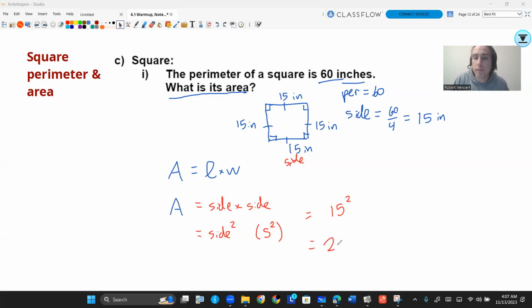225. What's my unit? Inches. No, inches squared. Area is square units. So my area is 225 square inches, or inches squared. That's how you represent that.